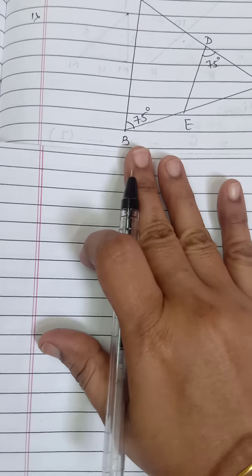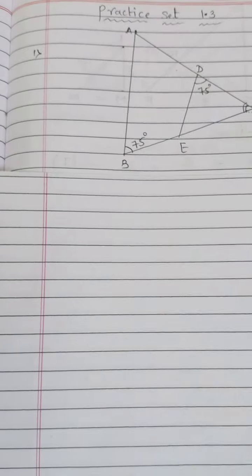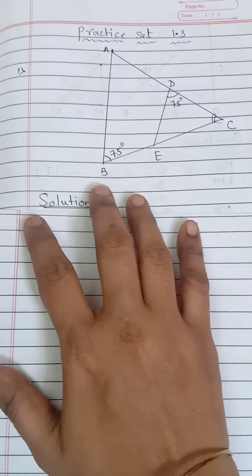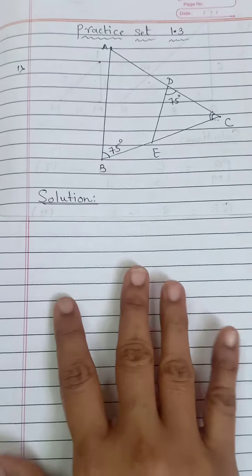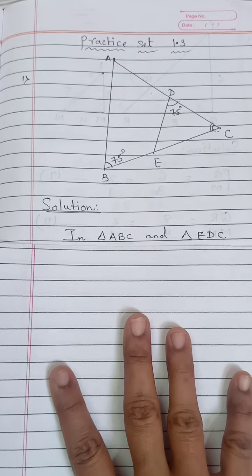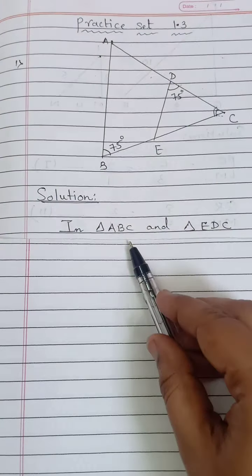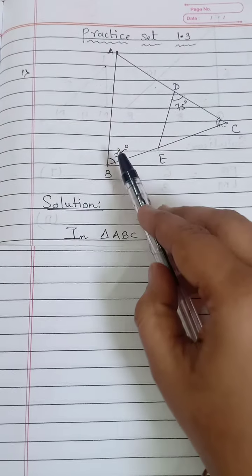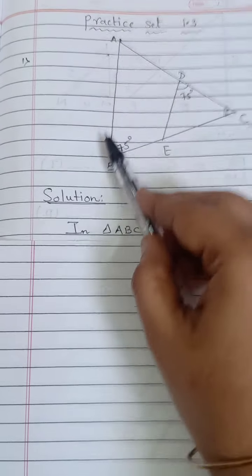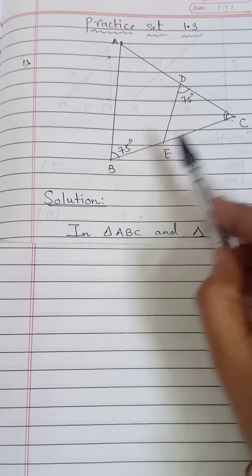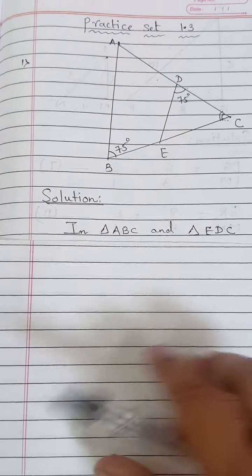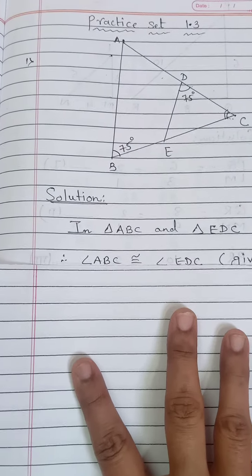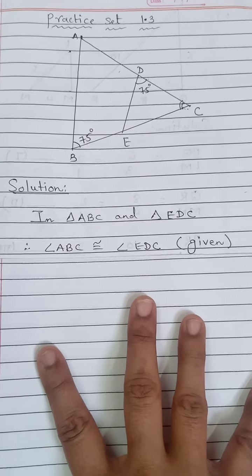Now we'll see how to solve it. This is our solution. In the solution, first of all, we'll take the names of the two triangles: triangle ABC and triangle EDC. B corresponds to D, C corresponds to C, and A corresponds to E. First of all, we will take this angle. Angle ABC corresponds to angle EDC because it is given to us. So angle ABC is congruent to angle EDC. This is given.